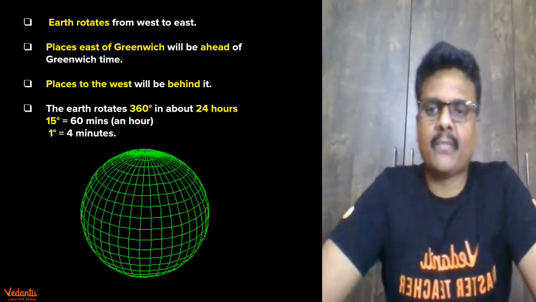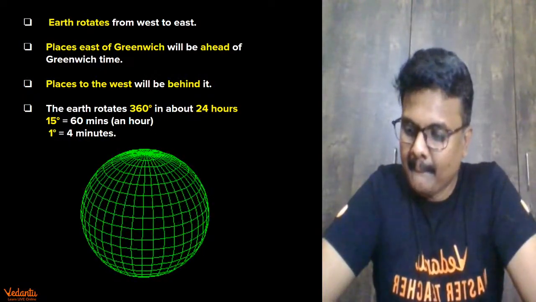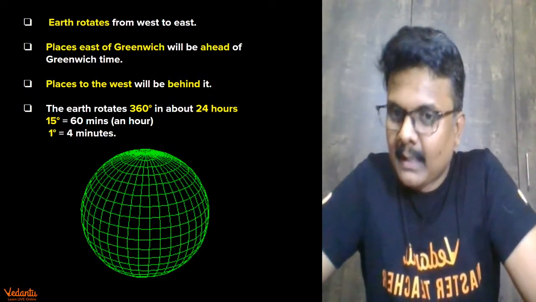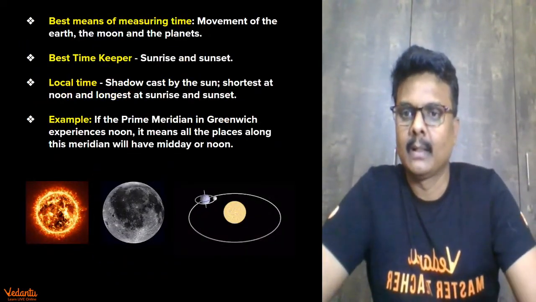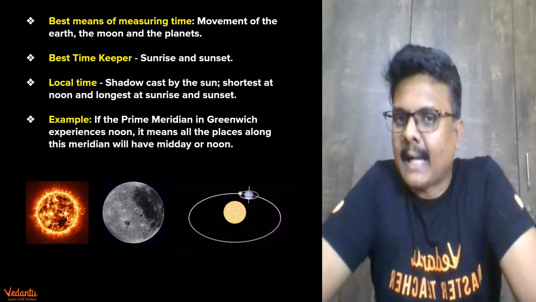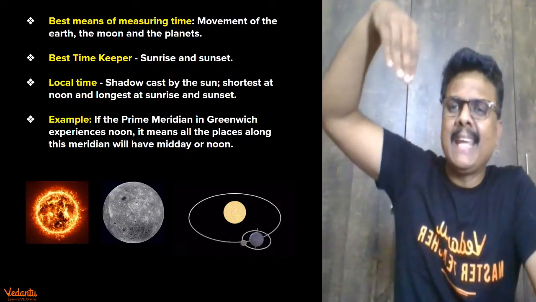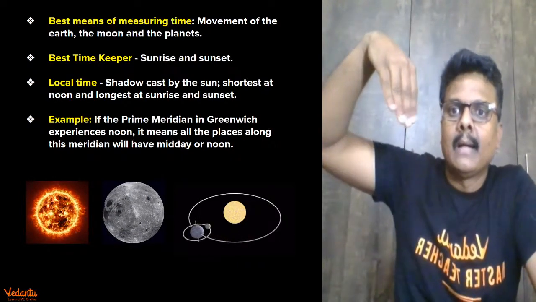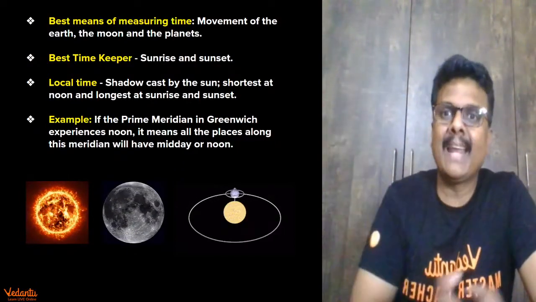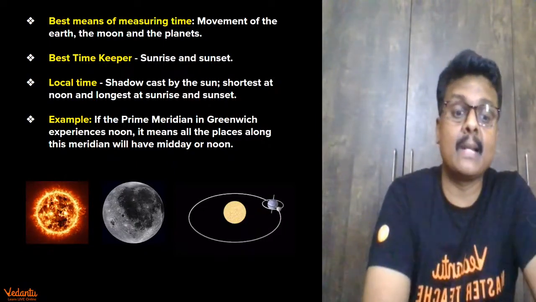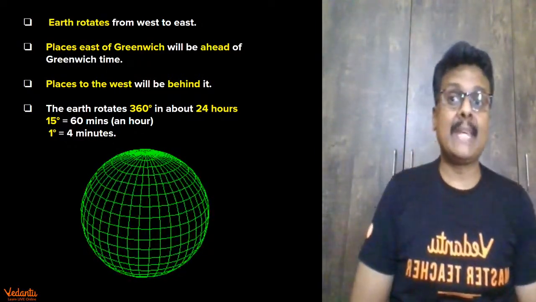Guys, earth rotates from west to east. Can you see this diagram? See here, in local time, the shadow cast by the sun depends on the position of the sun. You will have very little shadow at noon time. And during sunrise or sunset, given the position of the sun, you will have the longest shadow. Now guys, earth rotates from west to east.